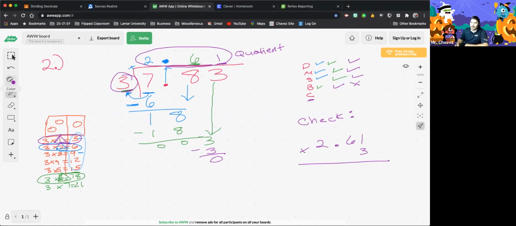Now, if we did it right, our answer should be 7 and 83/100 if we divide it correctly. If it doesn't come out to that, that means we need to go back and check because we did something wrong. So here, 3 times 1 is 3. 3 times 6, 18. Carry the 1. 3 times 2 is 6 plus 1 is 7.